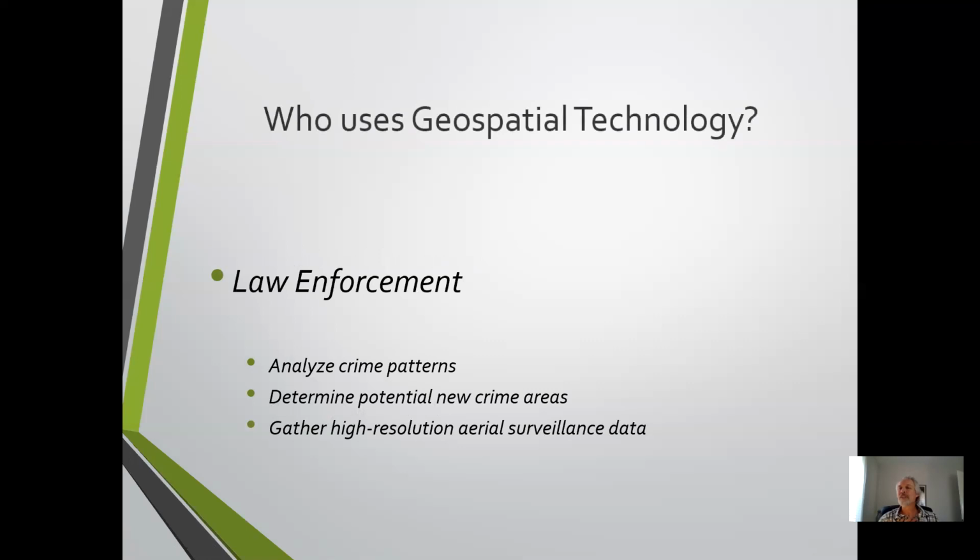Law enforcement has been starting to utilize this more and more. One of the things they've figured out is they can do crime analysis patterns, areas that are getting certain types of crimes periodically, and they can pinpoint where these things are occurring, and then determine patterns, determining where potential new crimes may happen. And they also can gather high resolution aerial surveillance data now and add that into this. So again, these guys are starting to tap into this.